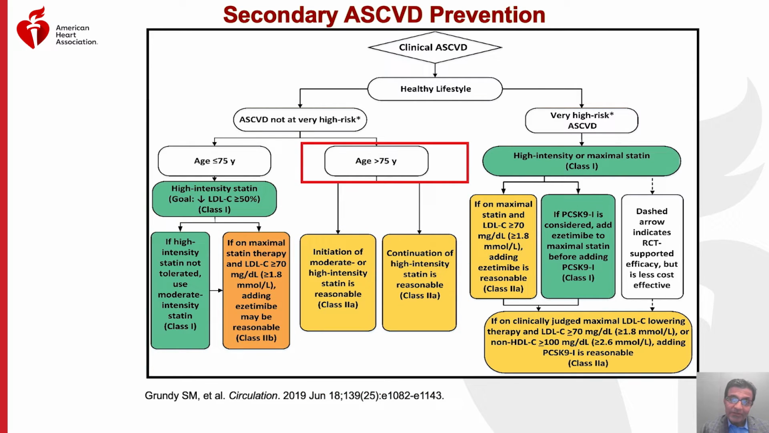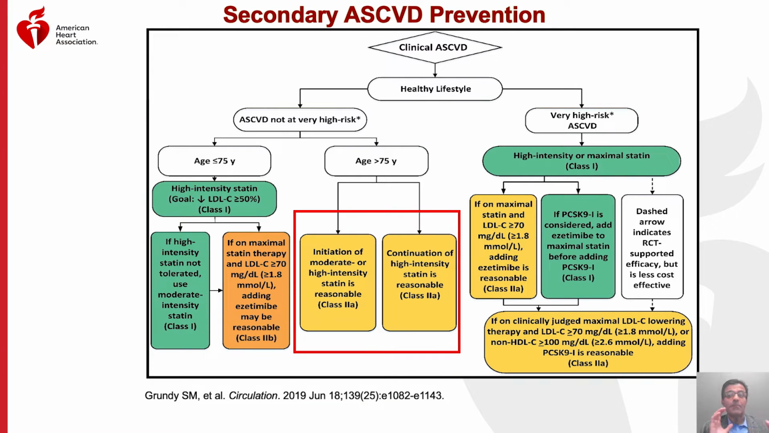If you're dealing with an older adult in secondary prevention, what you will notice, which is a little bit of a departure from the 2013 ACC/AHA guideline, is you can use either moderate or high intensity statin therapy. And if somebody was on high intensity statin therapy and they just celebrated their 75th birthday, it does not mean that we bring down the intensity of statin therapy if they're tolerating the therapy well.